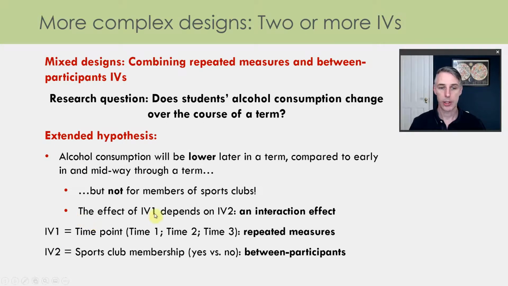Now what this is suggesting is that there are two independent variables. Okay, we've got time, as we saw in the previous examples, which is repeated measures. But now we've got a second independent variable, which is between participants. Is the participant a member of a sports club or not? And we're suggesting that there will be an interaction between these two IVs, such that the effect of IV1, the effect of time, will be different for sports people and non-sports people, or sports club members and non-sports club members. In other words, an interaction effect.